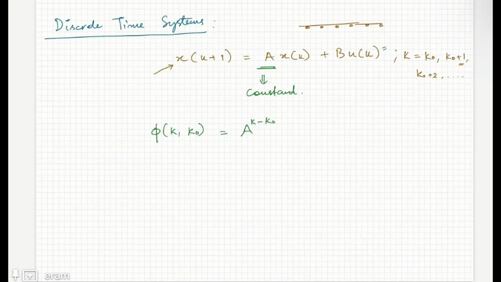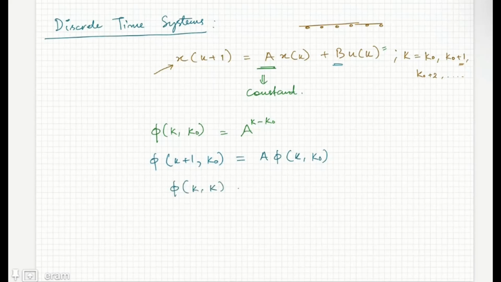So from here our state transition matrix comes out to be A to the power k minus k naught. Here I am talking about when these state and control matrices are constant. So when we have discrete time systems, the state transition matrix is given as A to the power k minus k naught, and it also satisfies all those properties that we had for continuous time systems. So phi of k plus 1, k naught is given as A times phi of k, k naught. These are very important to remember.